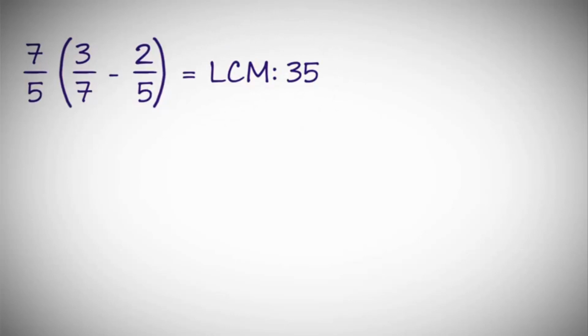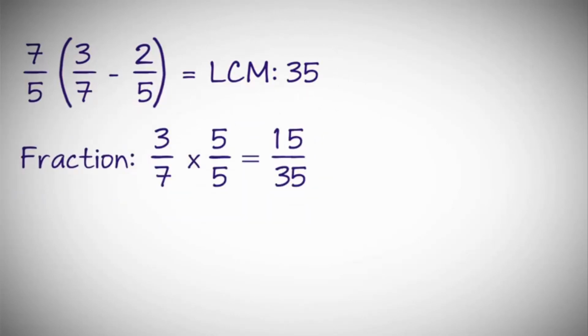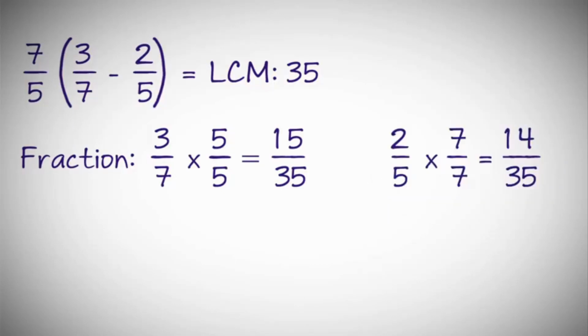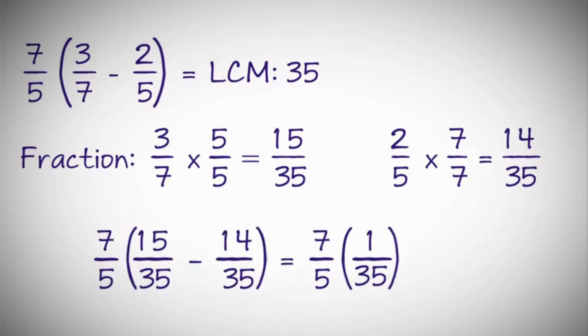So to convert our first fraction, we're going to multiply by 5 over 5, giving us 15 over 35. Our next fraction needs to be multiplied by 7 over 7, giving us 14 over 35. So our new fractions inside the parentheses are 15 over 35 minus 14 over 35. Subtract the numerators only to give us 1 over 35. Now that we've completed the subtraction problem, we can multiply 1 over 35 times 7 over 5.